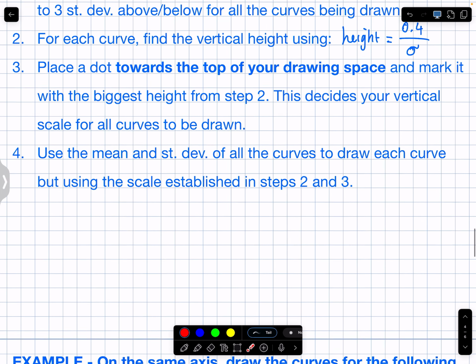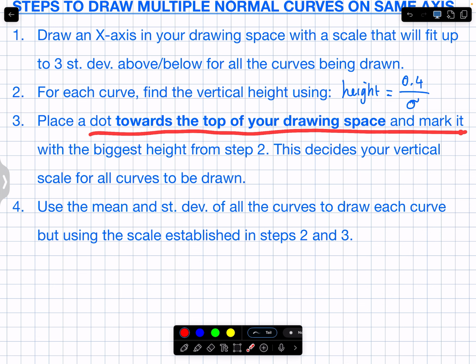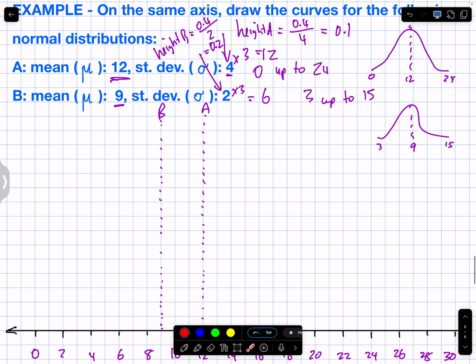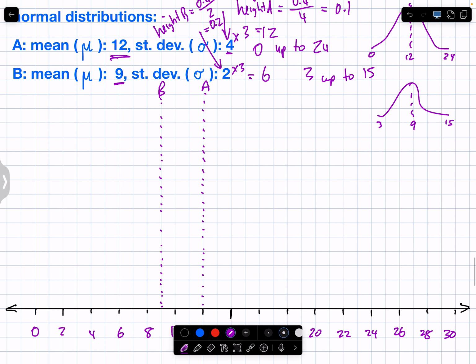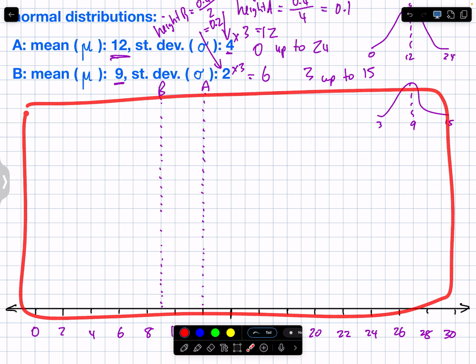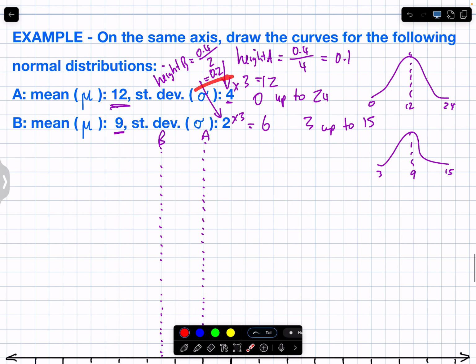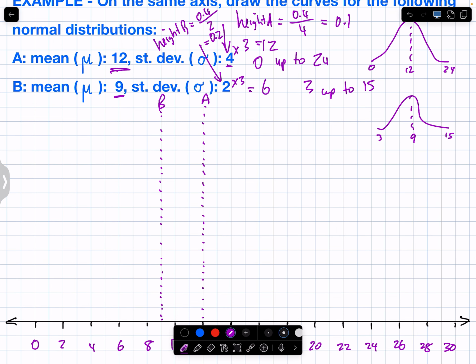So what did I say in your notes? Place a dot towards the top of your drawing space and mark it with the highest or the biggest step from step 2. So we just worked out that the height of B was the tallest. It's at 0.2. So you just need to put it towards the top. Why am I giving you this flexibility? Do I know what grid space you have for your exam to draw these? No. But what I know is the tallest thing I need to draw represents 0.2. So I'm going to fill up the space with that. I didn't even count those blocks. I'm just going to say that this, on my drawing, represents 0.2.